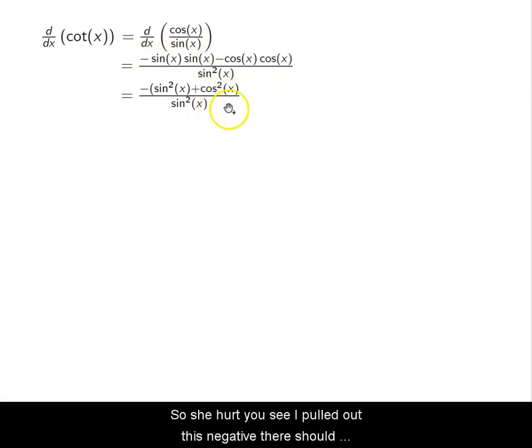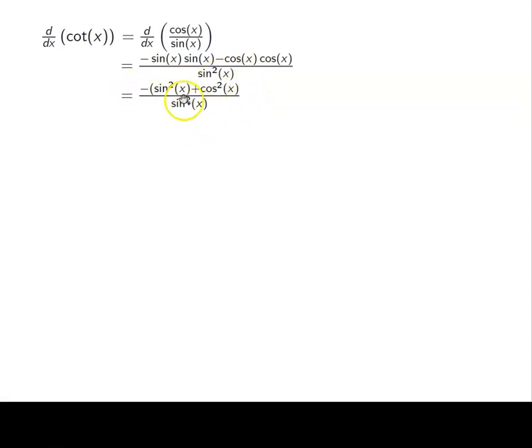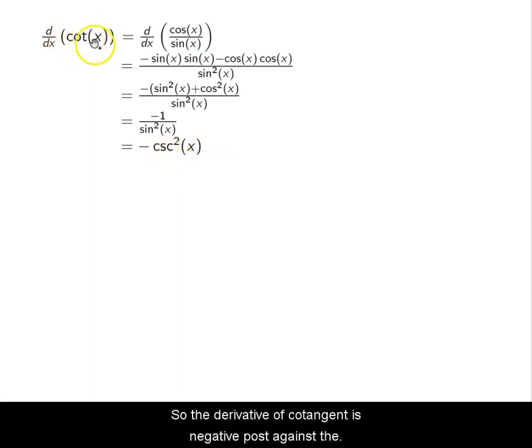Okay. So here you see I pulled out this negative. There should be another parentheses on here because I pulled out a -1, the negative sign from both sides, so I'll make sure I put this extra parentheses on this side. So this gives me a -1 over sine squared, okay, which is the same as negative cosecant squared. So the derivative of cotangent is negative cosecant squared.